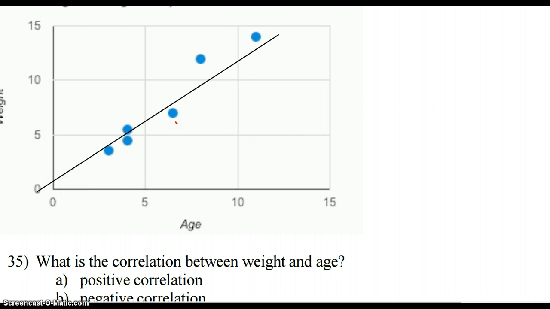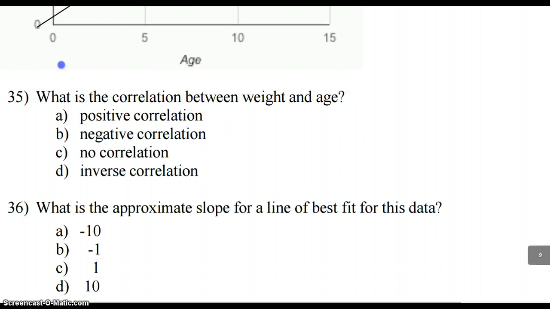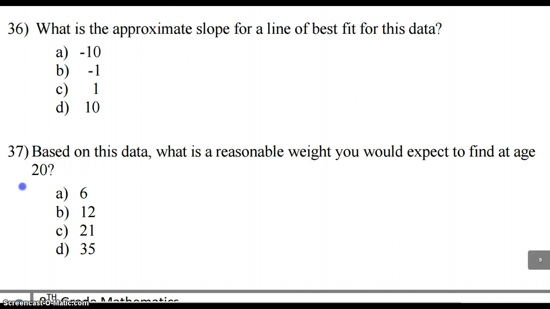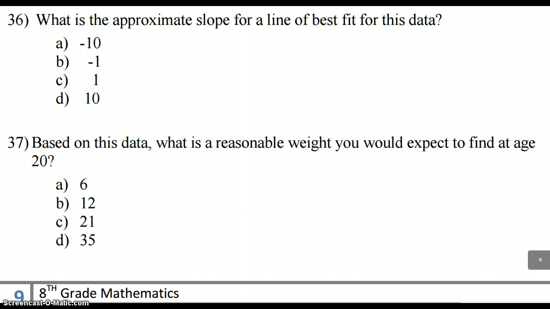Alright, so we got that figured out. And there's a couple ways to do that, as you can see, rise over run or the slope formula. So I would go with C, a slope of 1. Alright, moving into 37, they're going to ask us to make a prediction based on this data. What is a reasonable weight you would expect to find at age 20?